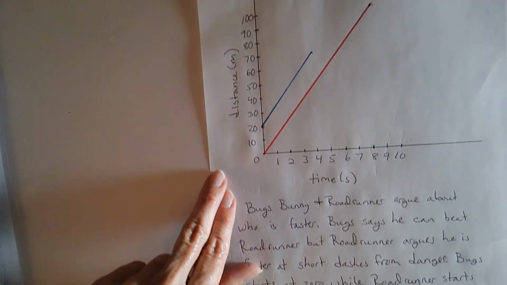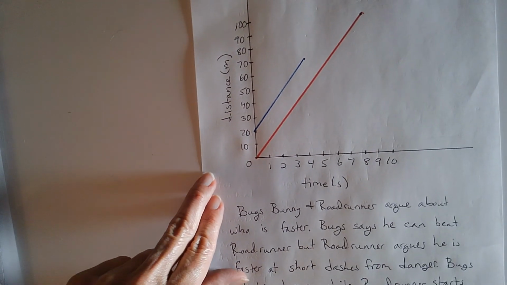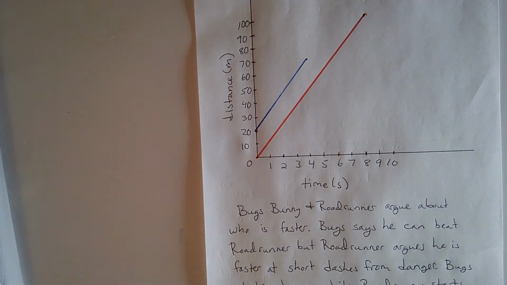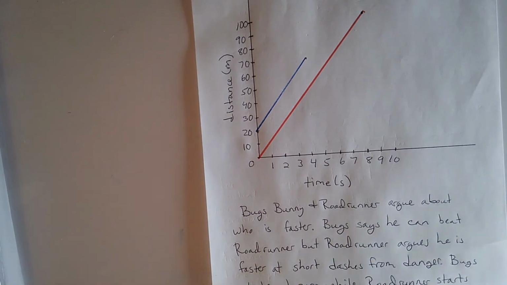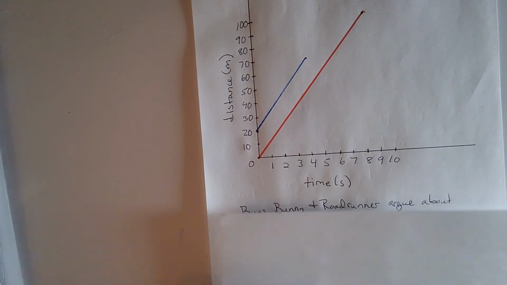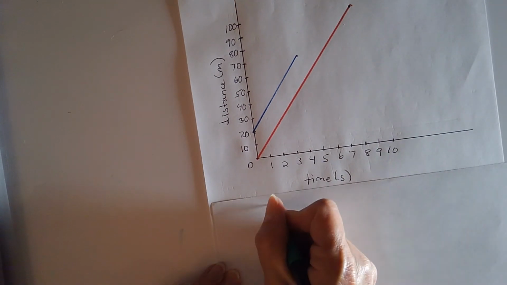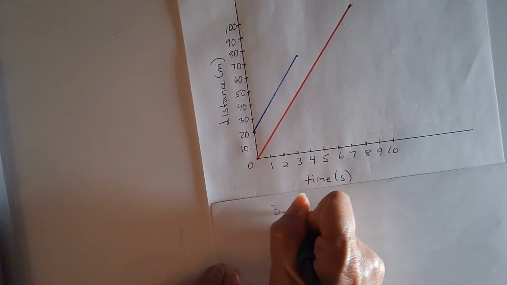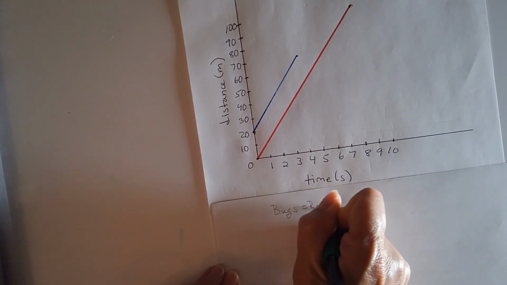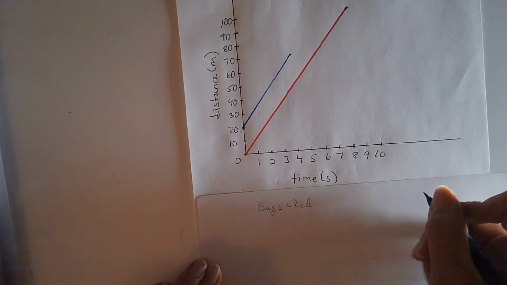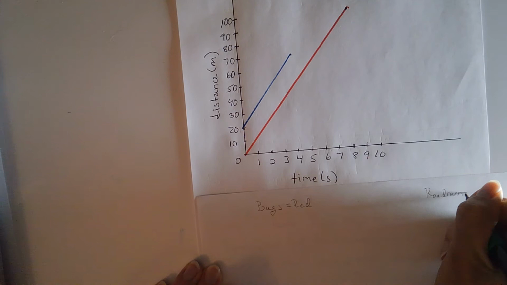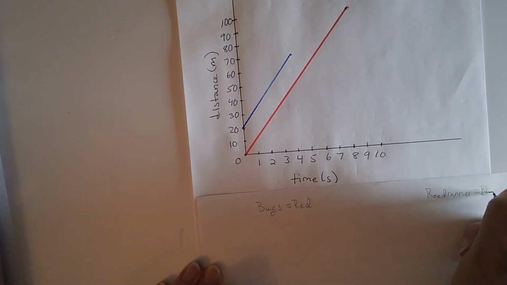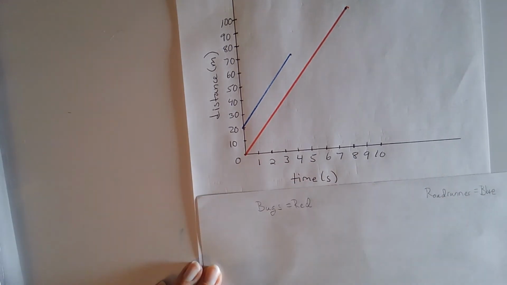Well, all right, if we're going for fastest, then that means we care about speed. We don't care about velocity, just speed. So let's see. We said that Bugs does the 100-meter dash, right? So that would make Bugs red. Okay, so Bugs is our red line and Roadrunner is our blue.